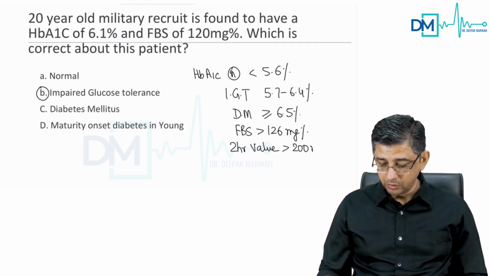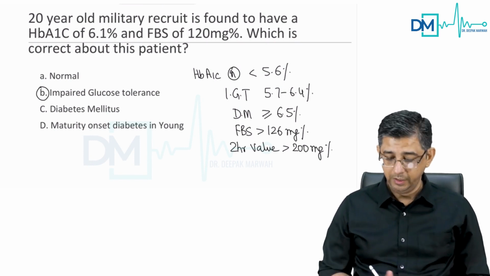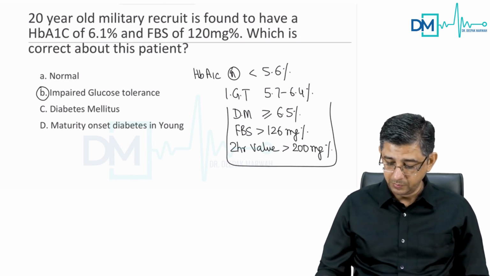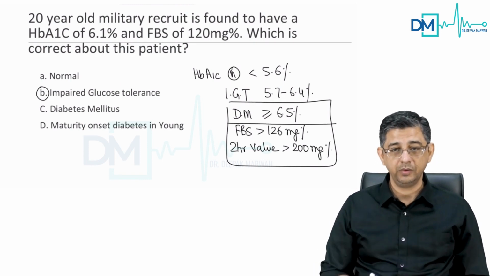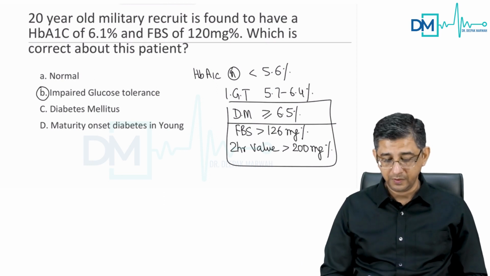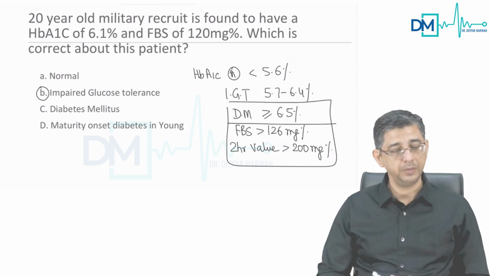After 2 hours, you will draw another sample, and if the 2 hour value is more than 200 milligram percent, it is a diagnosis of diabetes mellitus in a patient. So there are two ways of diagnosing diabetes mellitus, and in this particular question, neither of the two are being satisfied. So the answer is straightforward: impaired glucose tolerance, that is IGT.